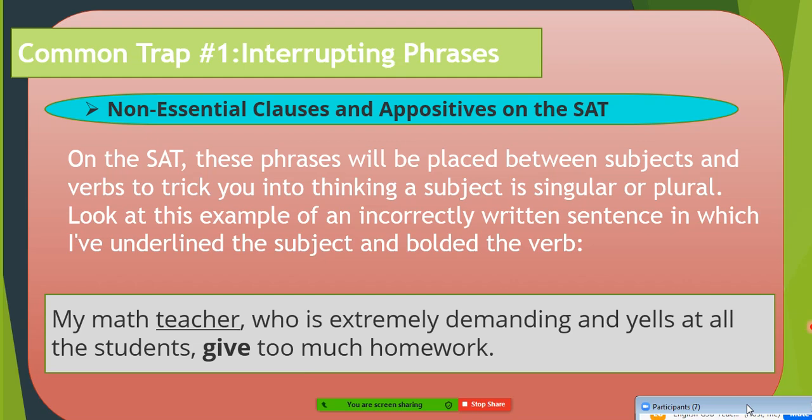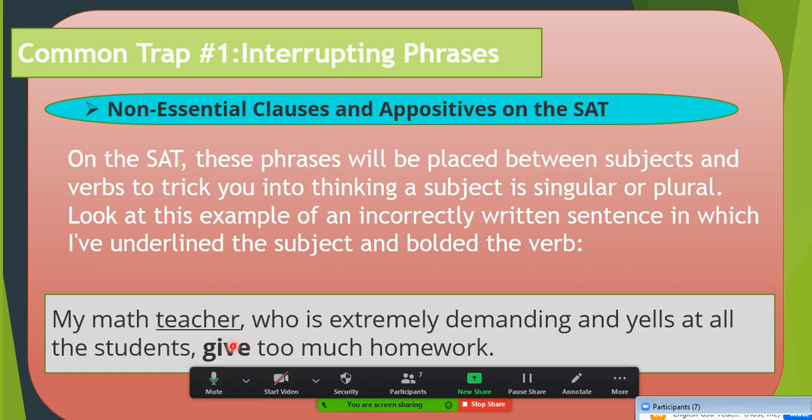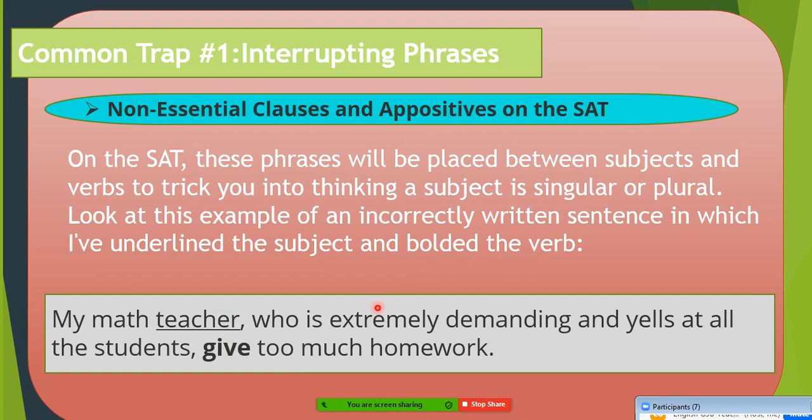We are still speaking about the appositive. The appositive phrases are placed again between the subject and the verb to trick you into thinking that a subject is singular or plural, challenging you to decide whether the subject and the verb agree: if the subject is singular and the verb is singular too, or if the subject is plural and the verb is plural too, or not.